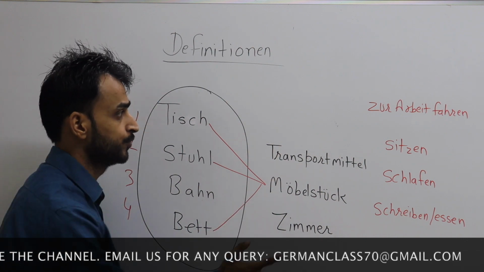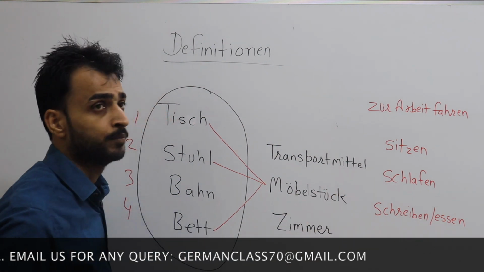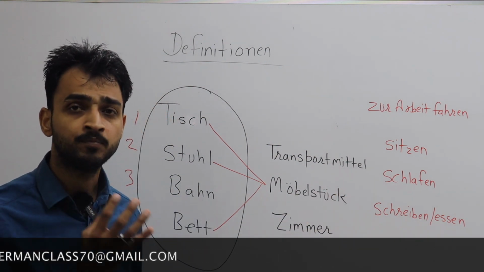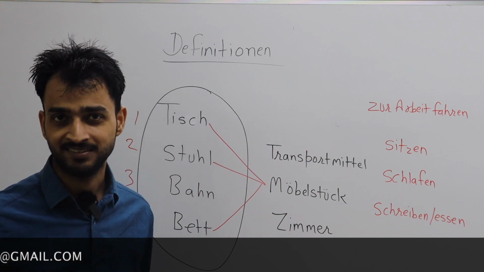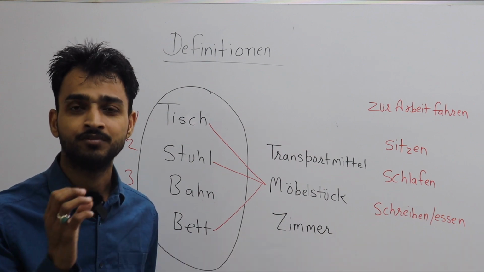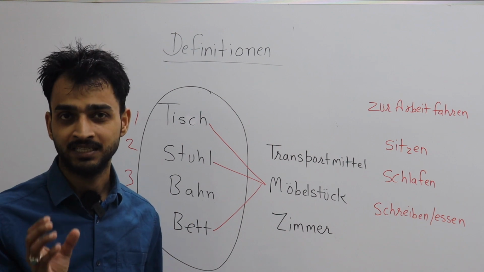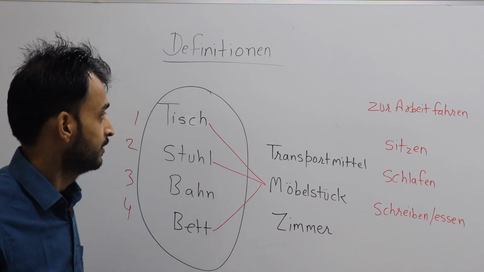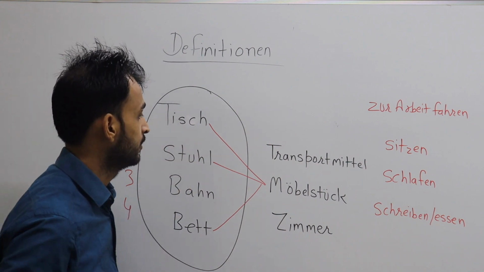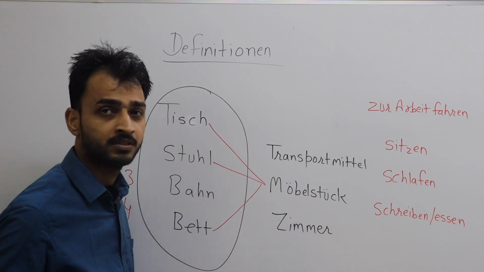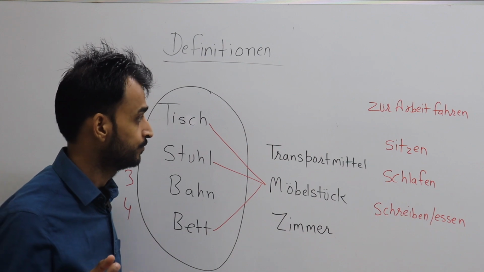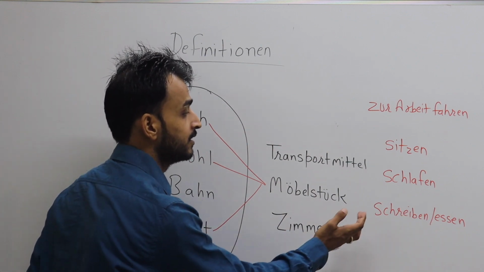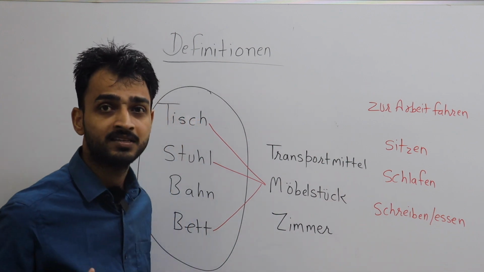And these are the verbs. I use these verbs because without a verb we cannot make a sentence. A sentence is incomplete if there is no verb. So when we define a word, we make a sentence, and for a sentence we need a verb. Tisch. So how do I define? Tisch ist ein Möbelstück, an dem man schreibt, or an dem man isst.